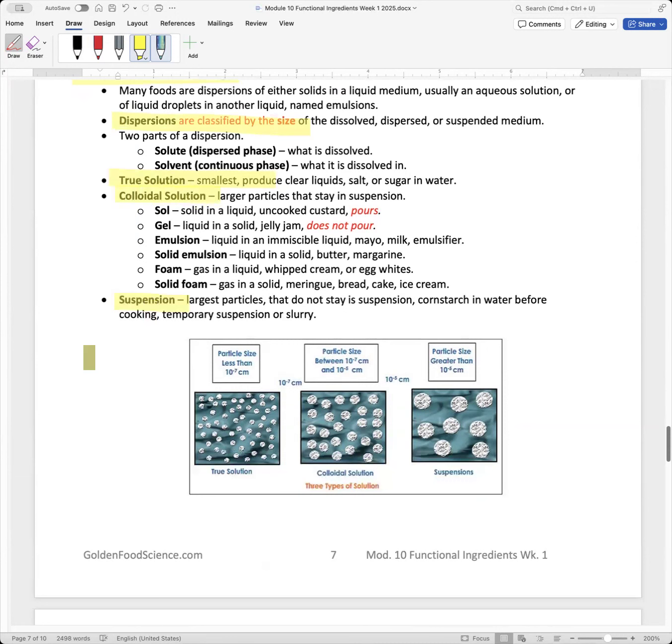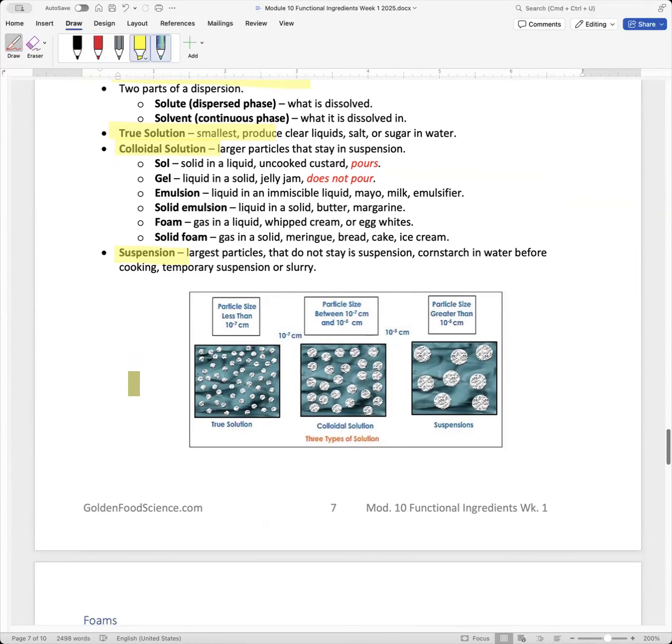A suspension is something where the particles are so big that they fall out. We see that if we make a cornstarch slurry and you mix it all together and then you let it sit, and then the cornstarch falls out. That is a suspension. It was suspended, and now it is not. It's all based on the particle size. So the smallest ones are true solutions, the intermediate ones are the colloidal solutions, and finally there's the suspensions, which are the biggest ones.